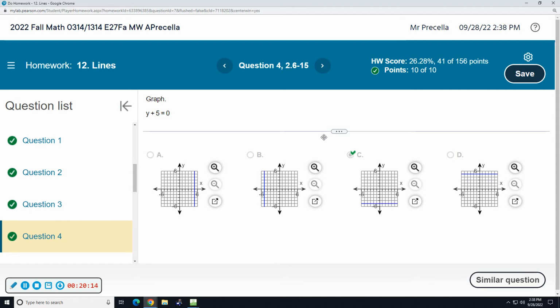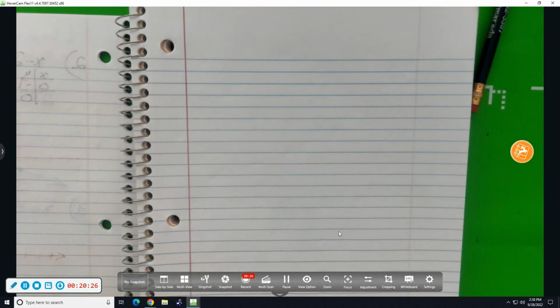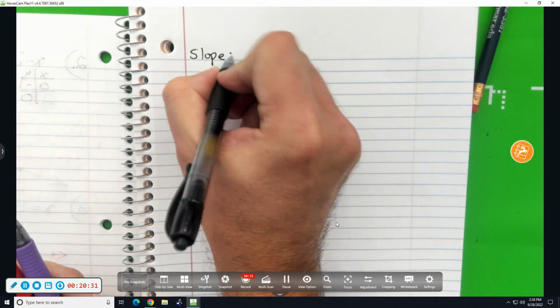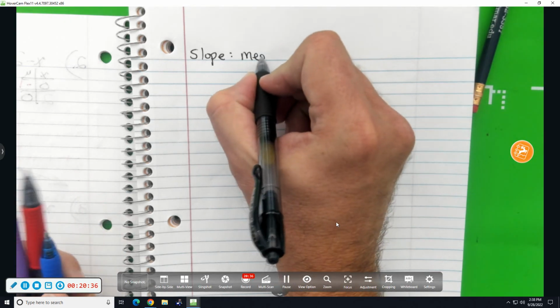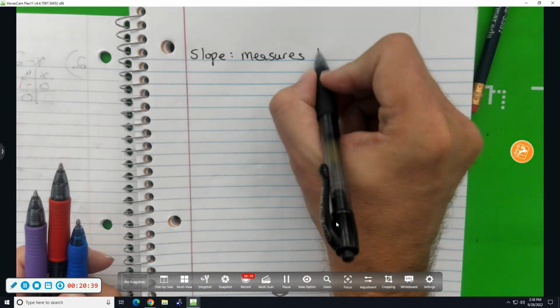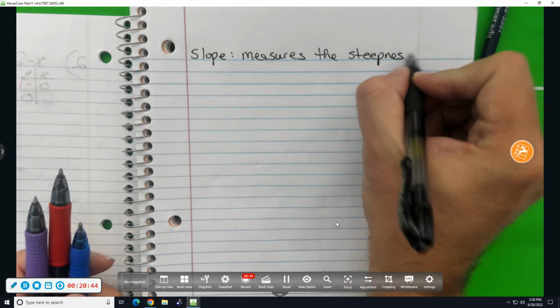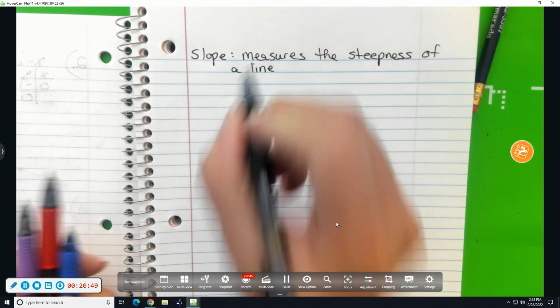A new word, not really new to the world of math, and it may not even be new to you if you've seen lines before, but it's a new word we haven't used in this class this semester. The slope of a line measures the steepness or the slant of a line. I like your word steepness better. Yesterday I said it measures the slant of a line.